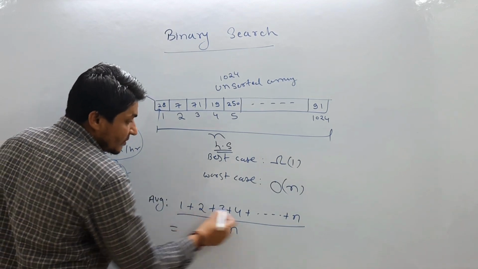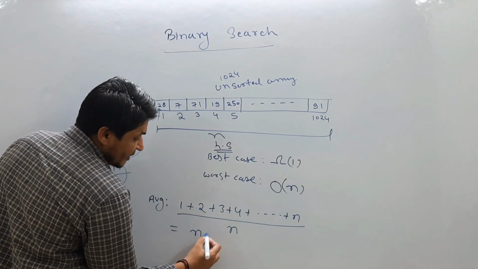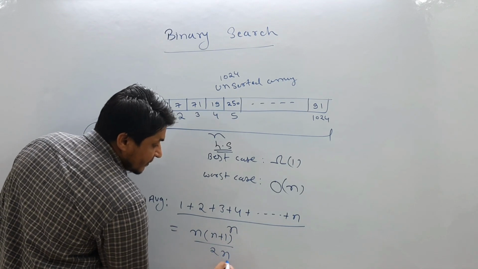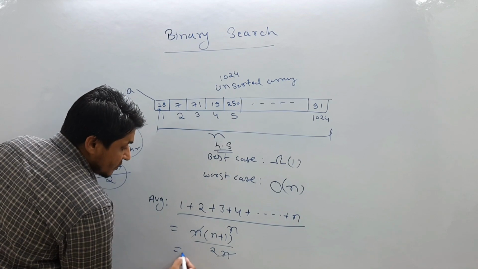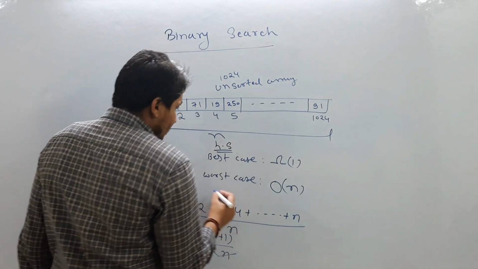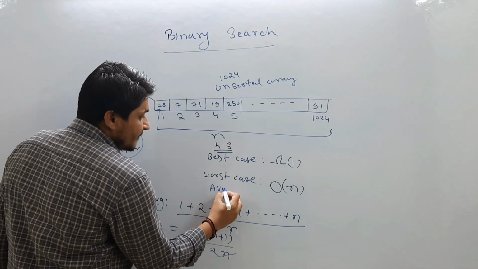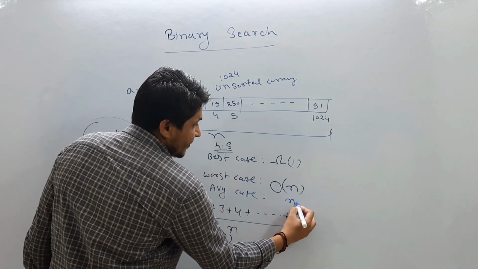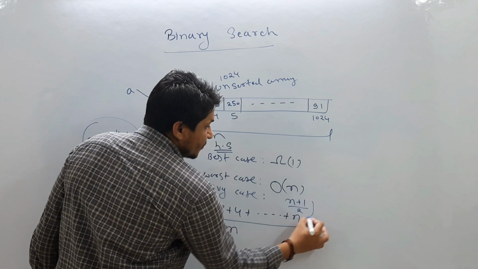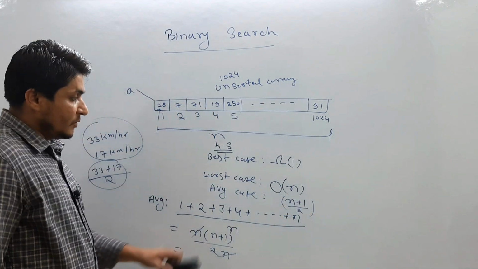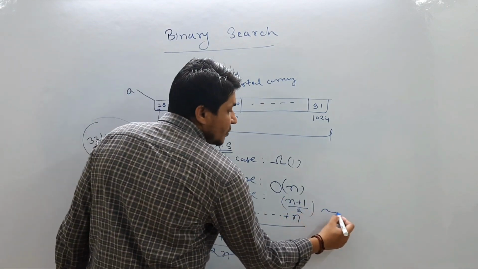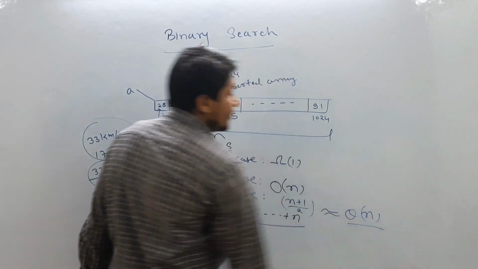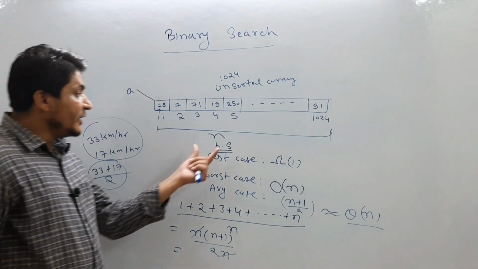So if you observe this, this is the series. So n into n plus 1 divided by 2, and n is already available, so this n will be cancelled. So now what is the time complexity? Average case time complexity is nothing but (n plus 1) divided by 2. This is actually the average case time complexity, but you can roughly write theta of n. So this is the average case time complexity in case of linear search.